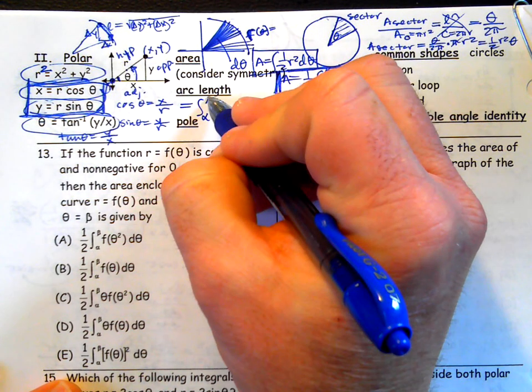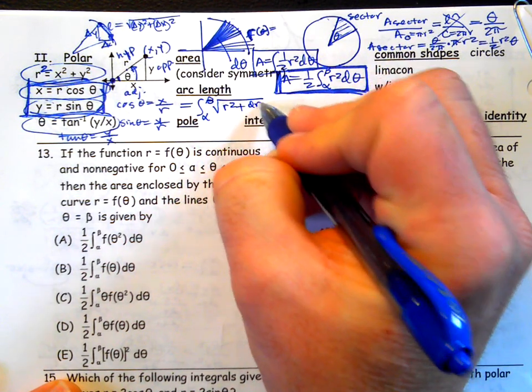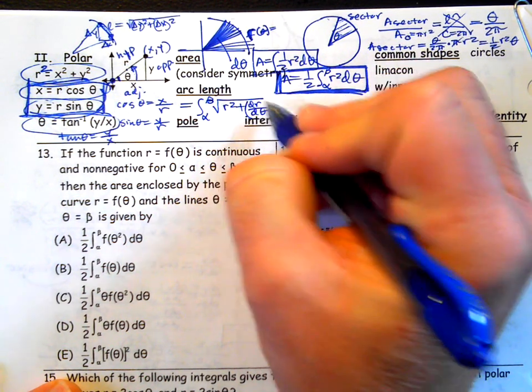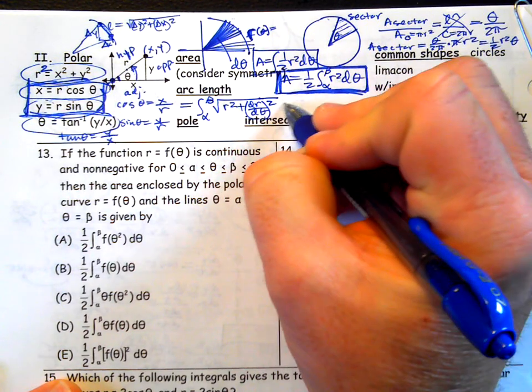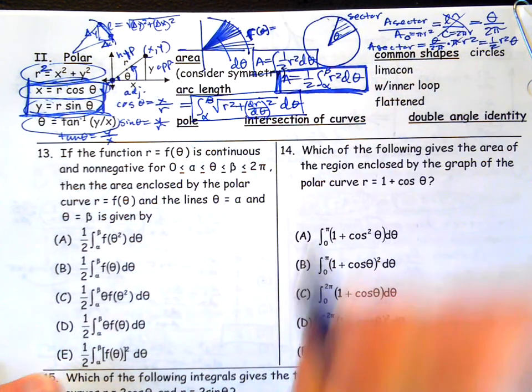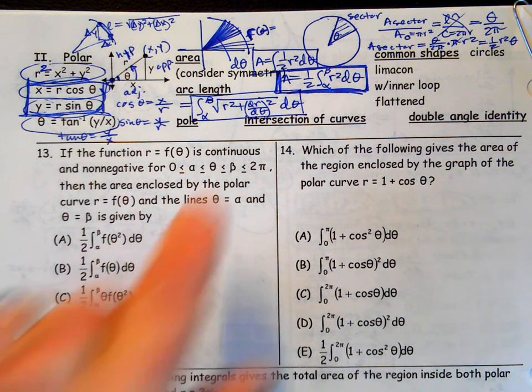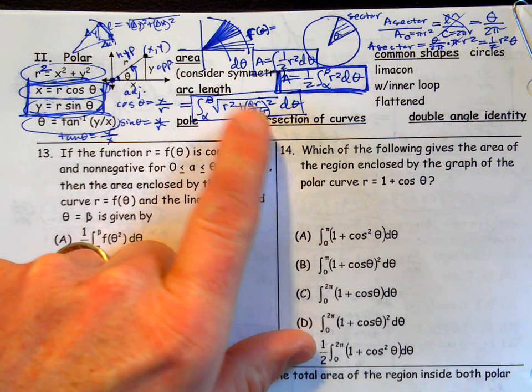Alpha to beta, square root of r squared plus dr d theta squared, which I feel is very similar to the arc length of parametric, which involves dx dt squared plus dy dt squared, and square root. So it has a square root, has two things squared, it has a derivative squared, dr d theta, and then it just has a regular radius squared.